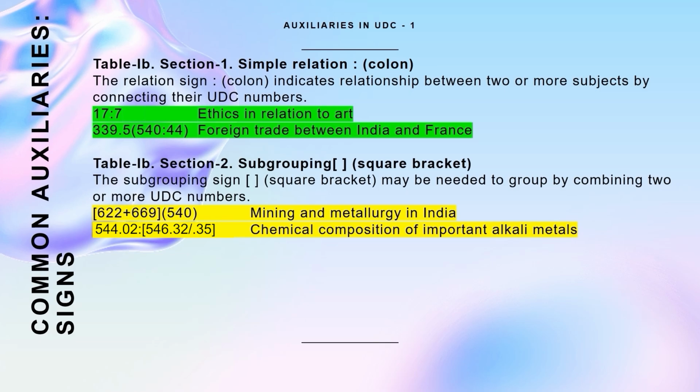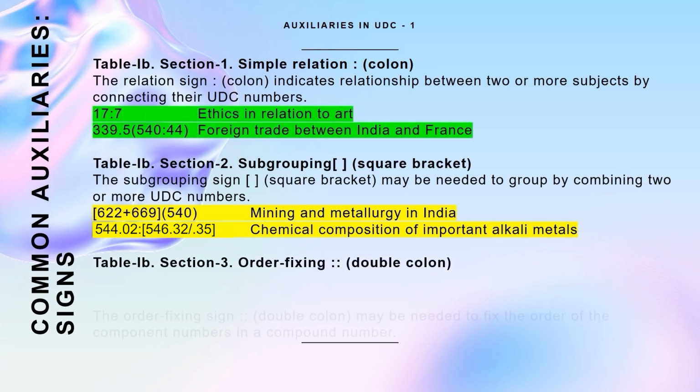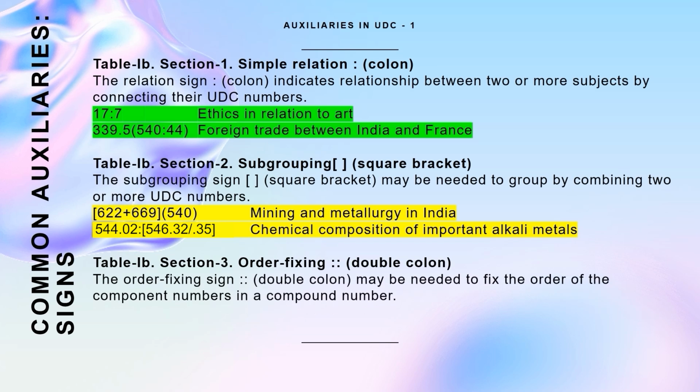Again in table 1b section 3, that is order fixing, used by giving the sign double colon. So the order fixing sign, that is double colon, may be needed to fix the order of the component numbers in a compound subject.